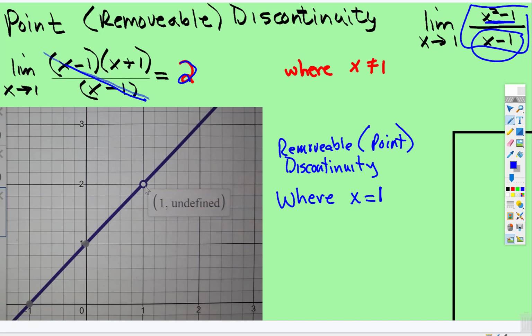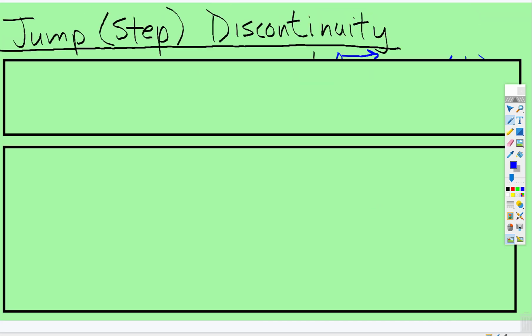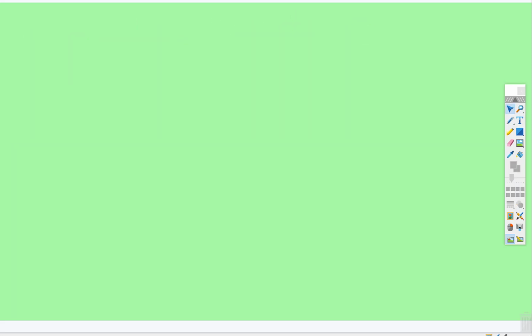All right, now we're going to go on to jump discontinuity. So think about the word jump, where you're standing and then all of a sudden you jump, and now maybe your feet are up here, and in between there's this huge gap. Your feet were here.